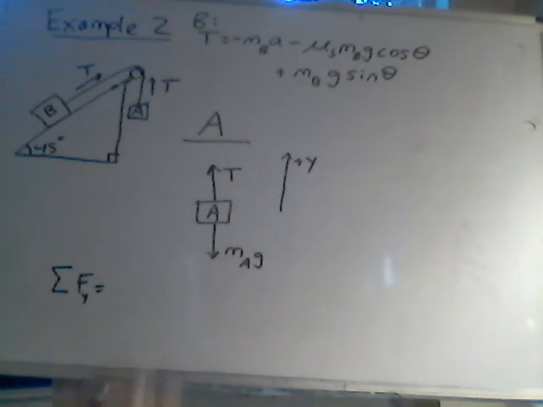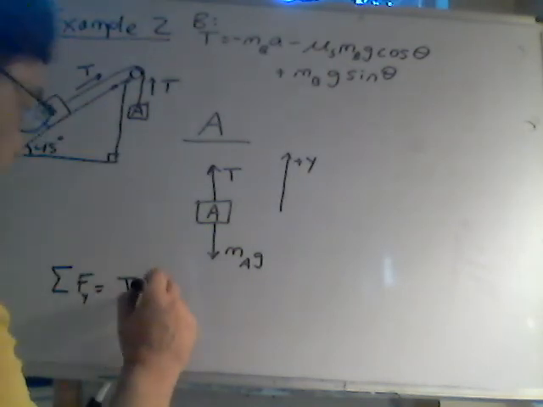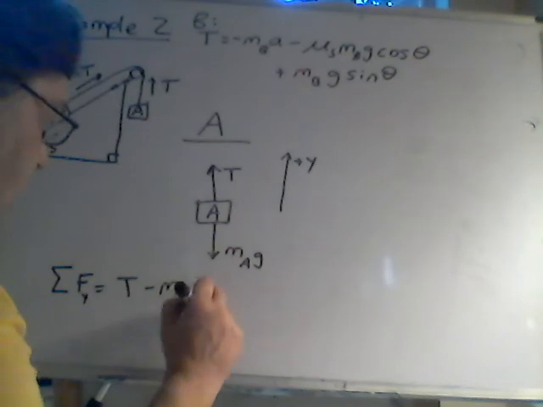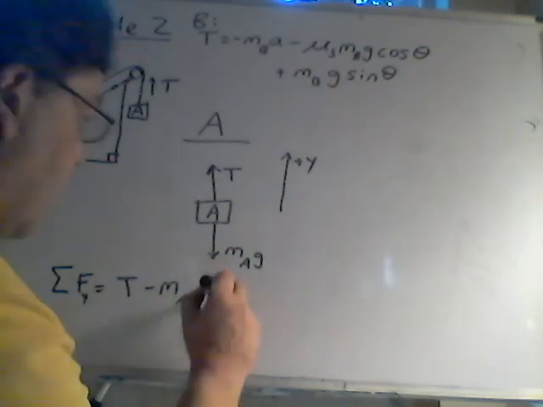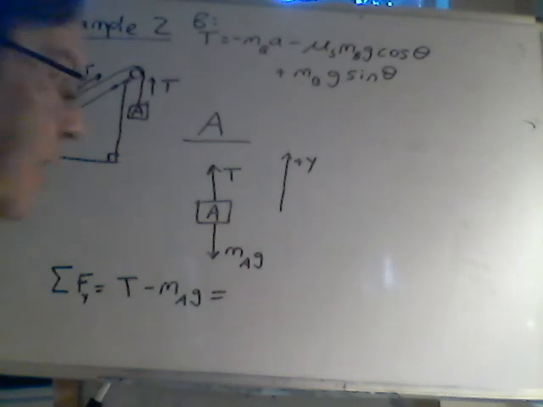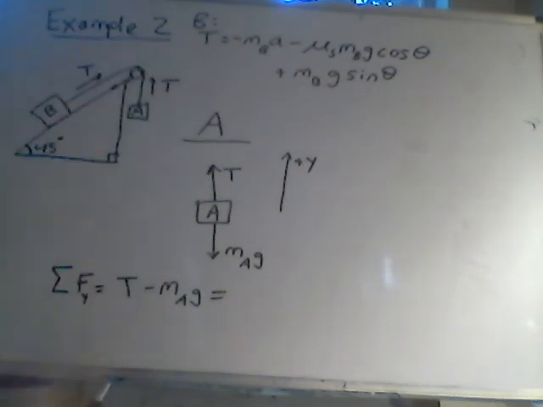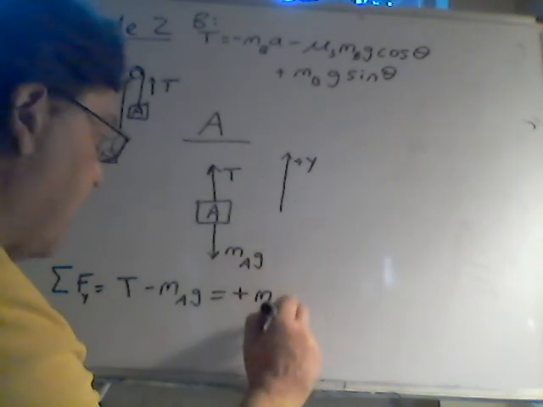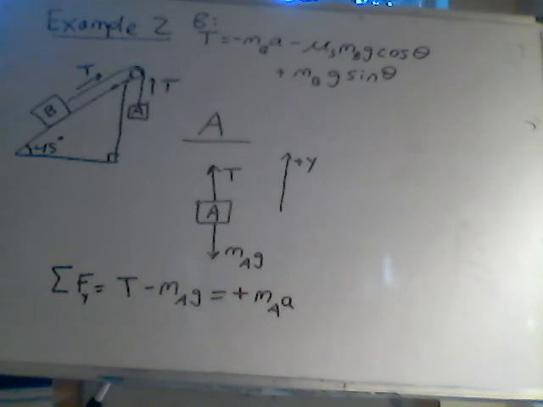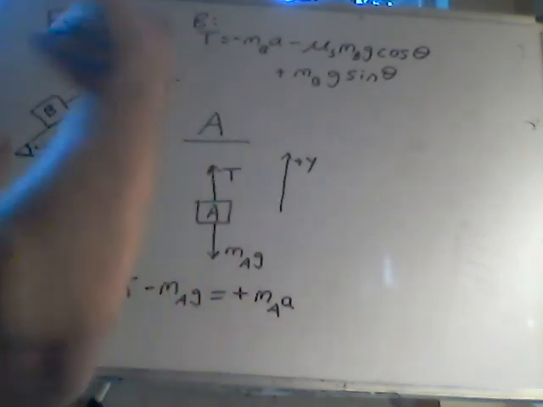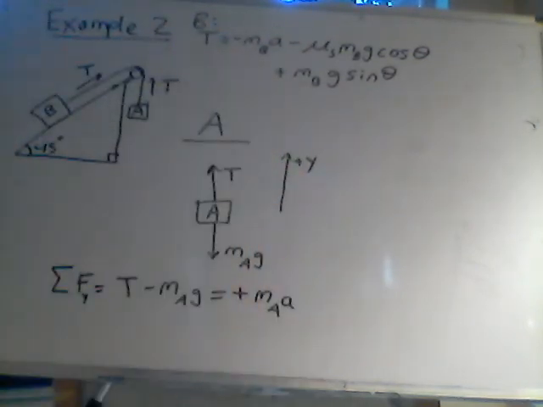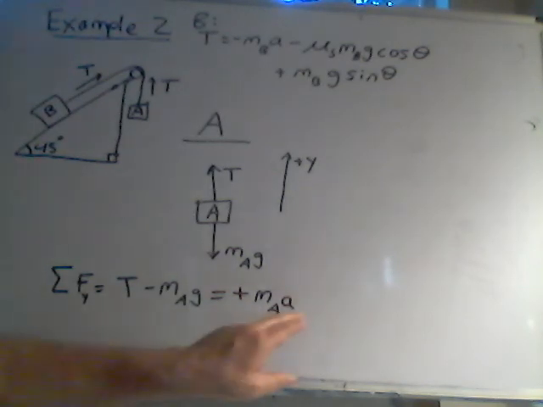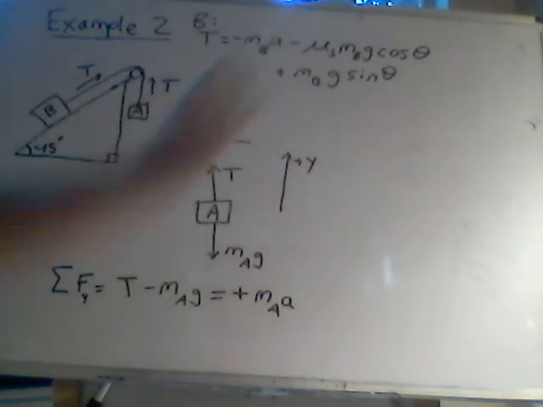What's it going to be? Well, it's going to be T up minus M sub A G going down. And if I'm making the assumption, like I did before, that block B is going down the incline, that means block A is going up the incline. That's going to be a positive M sub A A. And it's going to be the same A. They're going to accelerate together, in tandem, with the same acceleration. So it's the same A as over here. And I'm going to do something nice here.